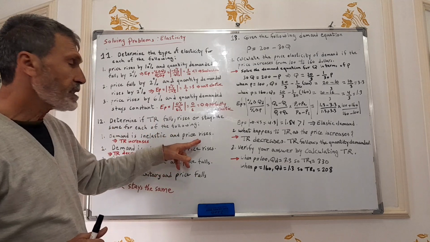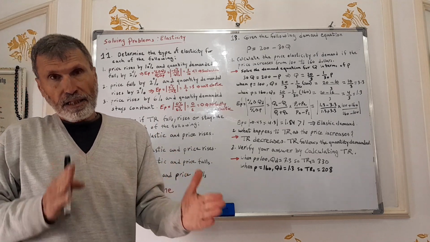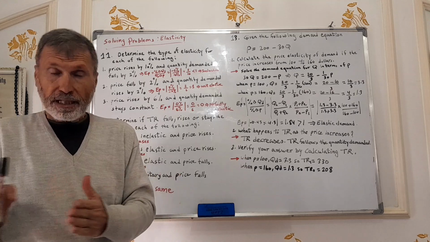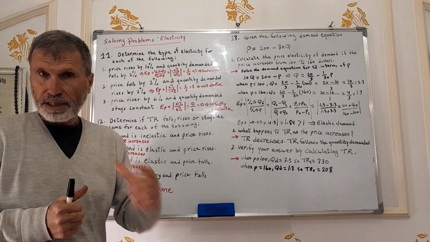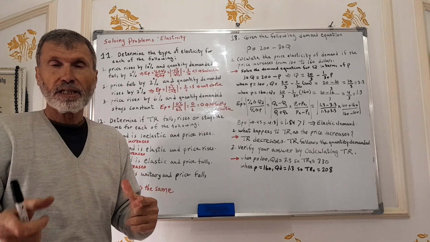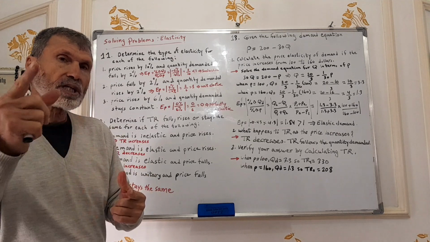Great. And the price rises. So if demand is inelastic and the price rises, then total revenue will increase. Why? Because total revenue in this case will follow the price. So the price increases, therefore total revenue will increase.